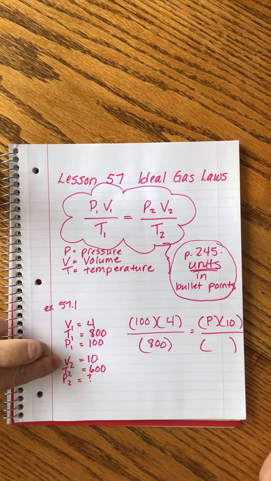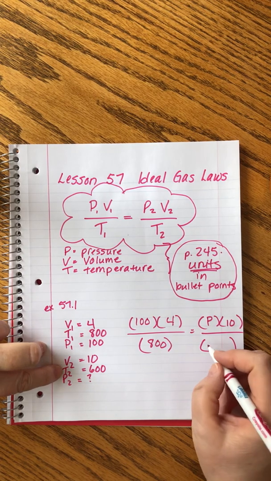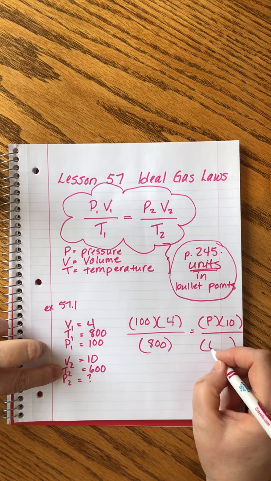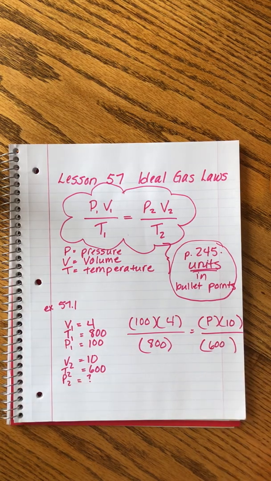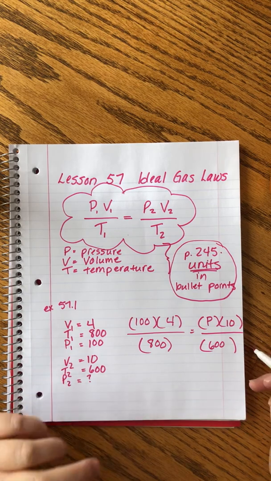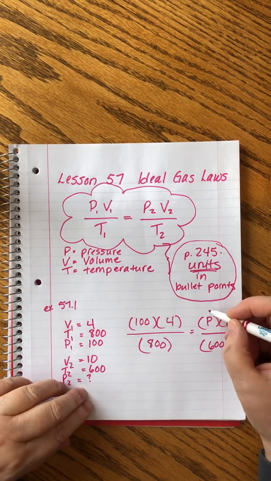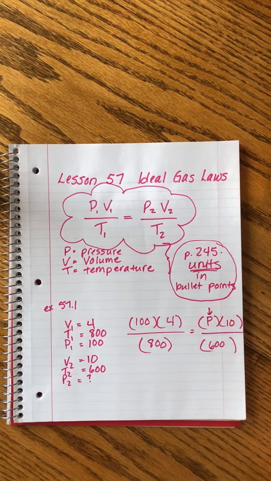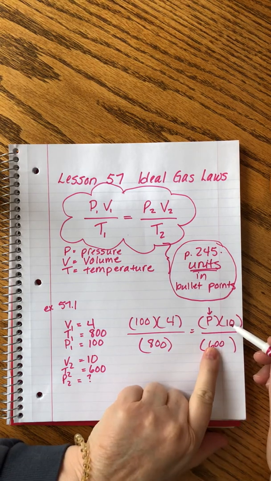And then the temperature on the bottom is now 600. All right? Okay, cool. So now we've got it all set up. All we have to do is algebra the heck out of it. So what I'm going to do, and so I'm going to multiply this by the reciprocal of these two.